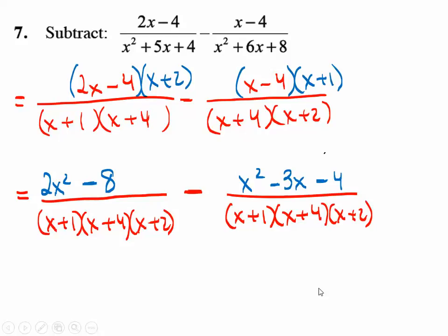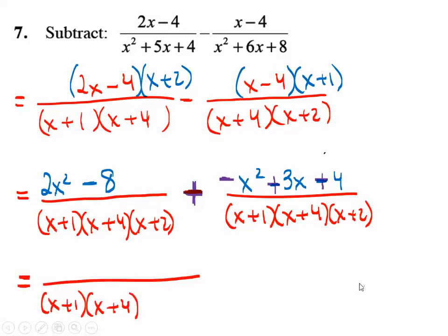Alright, so in this case, if you feel comfortable with subtraction, that's fine by me. I don't like it just because I'd rather just add and subtract. So I'm going to change it to a plus. I'm going to change all the signs on my second numerator. So negative x squared now, a positive 3x, and a positive 4. So rewriting the denominator again.